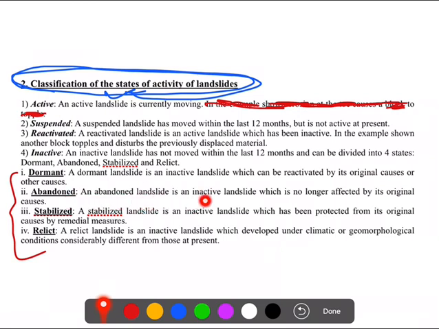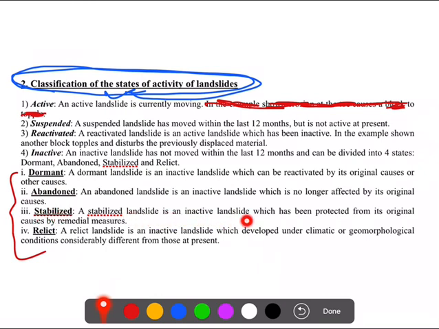What is an abandoned landslide? It is an inactive landslide that is not affected by its original causes. So it can be started again by any other initiator, maybe an earthquake. It's not dependent on its original causes. Let's say a landslide is happening because of heavy rainfall, then the rainfall stopped and the landslide also stopped, but the next time that landslide can be reactivated by an earthquake, not by its original cause, that is rainfall. If that happens, the landslide that has been reactivated by that earthquake is called an abandoned landslide.